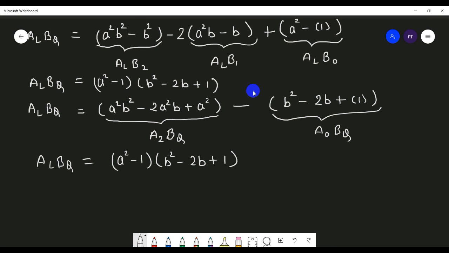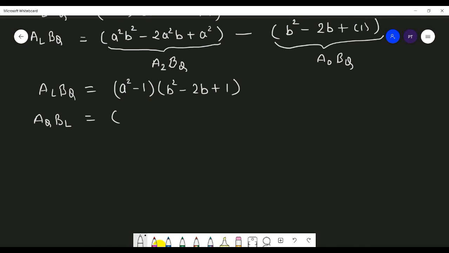Now similarly, we will be finding the interaction component AQBL. So I will first find the quadratic effect of A at two levels of B, high and low. So the quadratic effect of A at high level of B is A square B square minus 2A B square plus B square. This is quadratic effect of A when B is at high level, and quadratic effect of A when B is at low level.